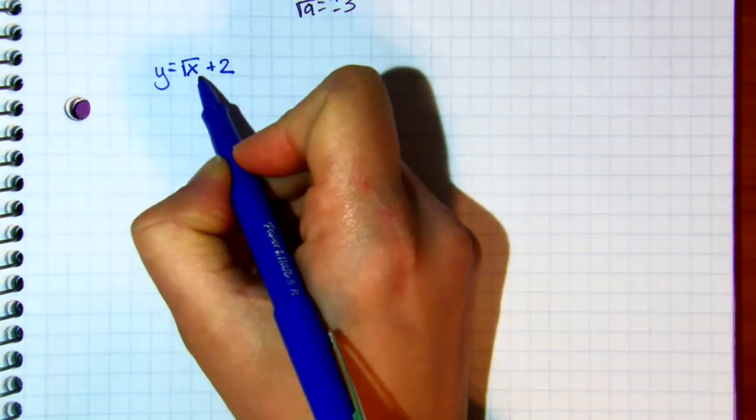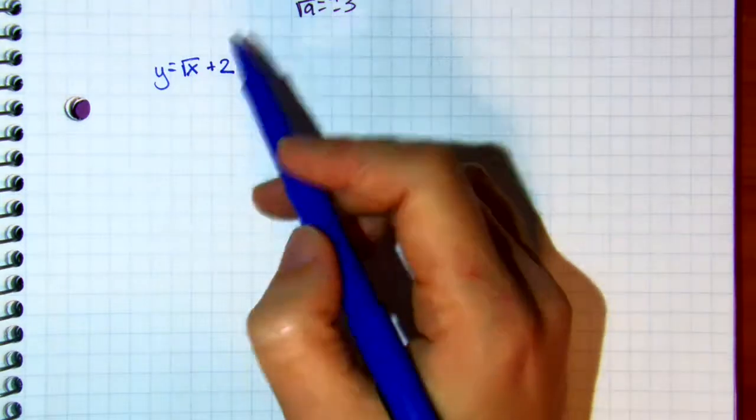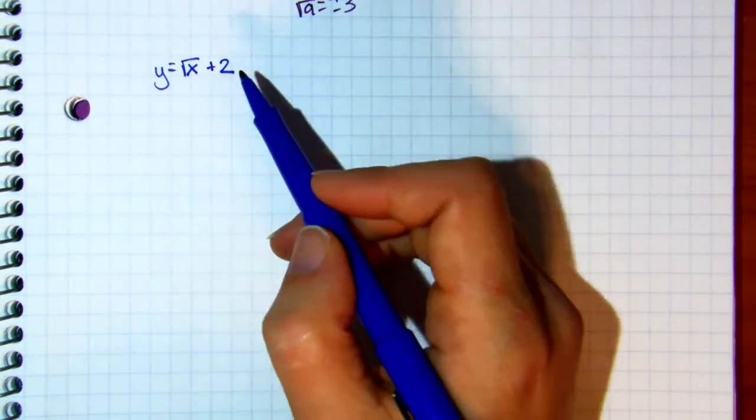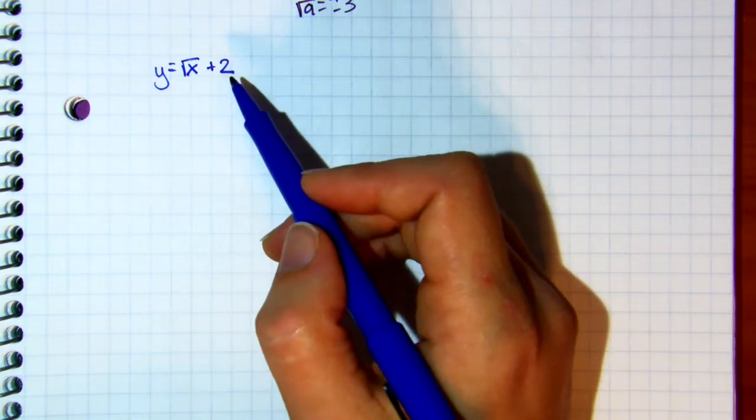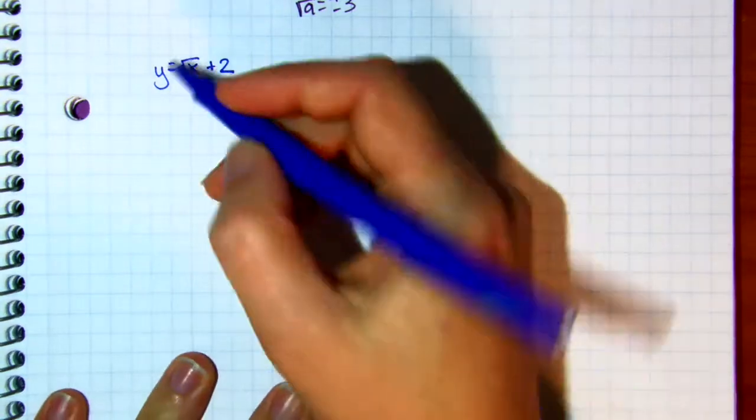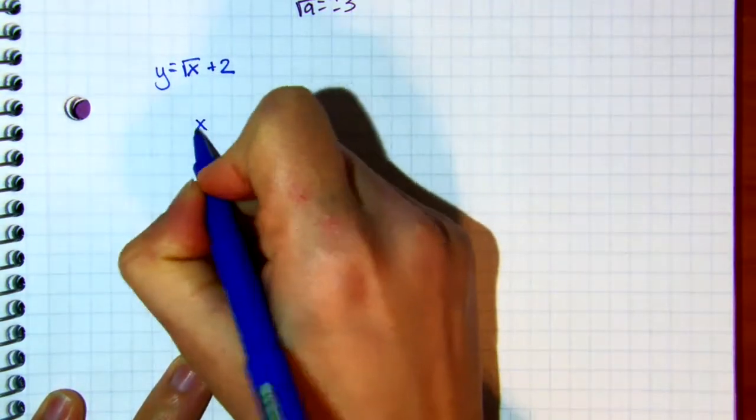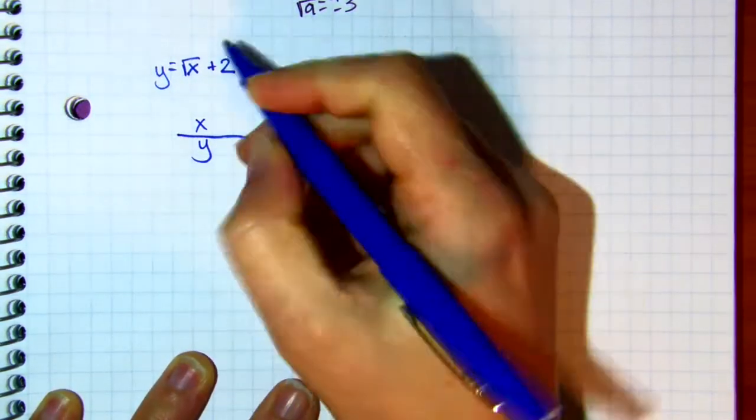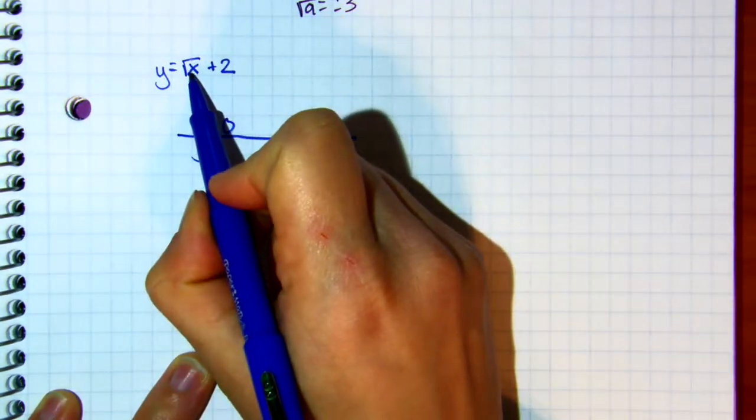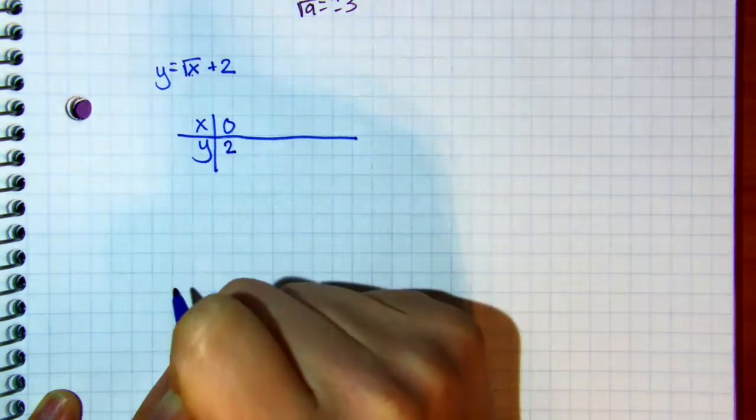If we did something with the x, that would shift our graph left or right. So without even graphing anything, you should be able to look at this and recognize this is going to be a vertical translation of 2 units. It's going to shift our graph up 2 units. But of course, we can always pick a few points just to make sure. So if I put in 0, I get the square root of 0 plus 2. So that's going to give me 2.